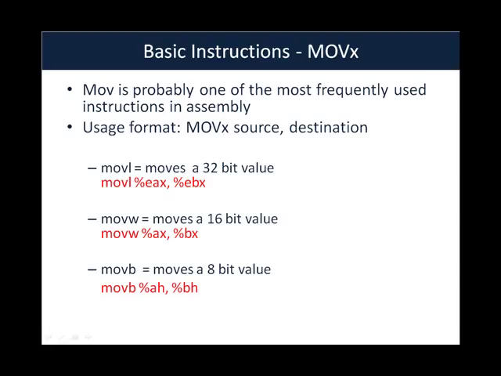The second variation is movw, in which you move a 16-bit value. In this case, we move a 16-bit value, the AX register, into the BX register. Similarly, movb is for an 8-bit value.